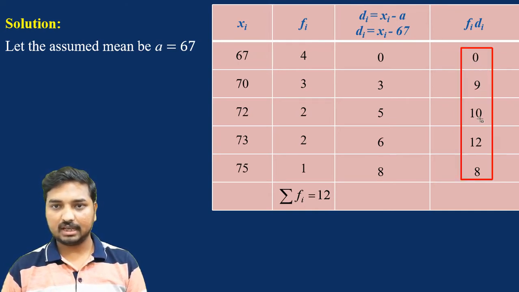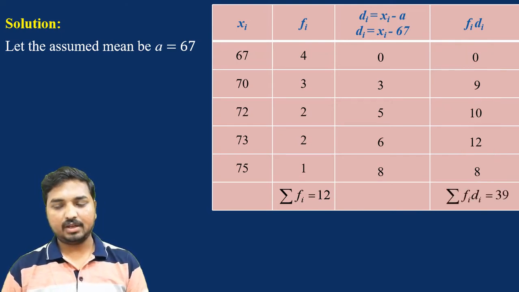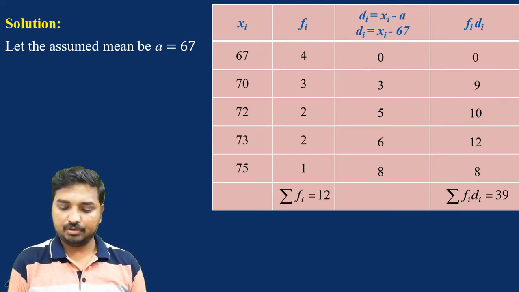Okay, so 10 plus 9 is 19, and then plus 21 it will be 31. So 31 plus 8 means it will become how much? 39. So that's why this sum will become 39. Now the remaining thing is to write the formula, substitution, and simplification.